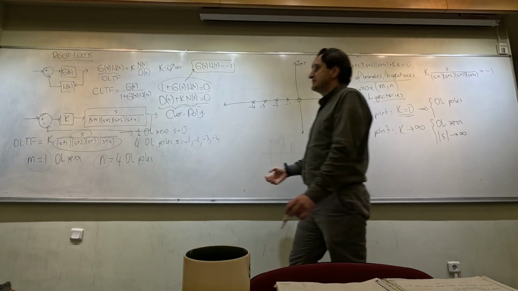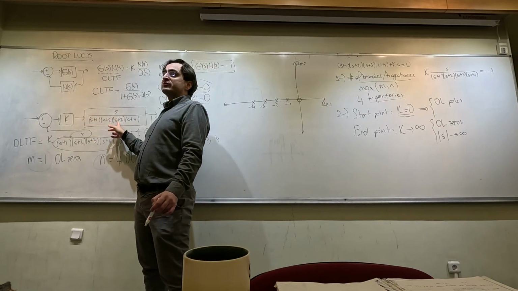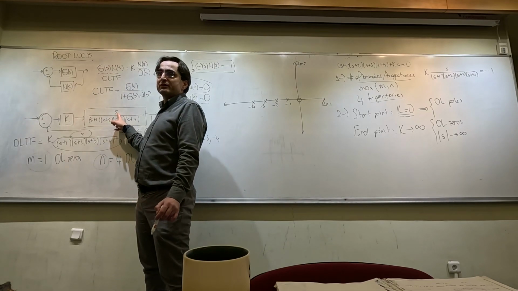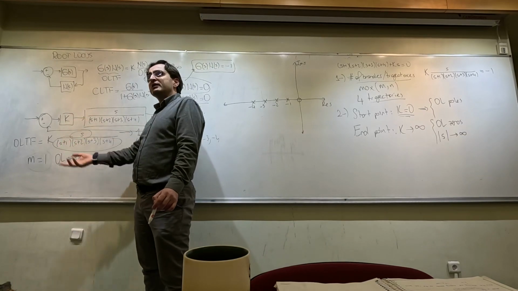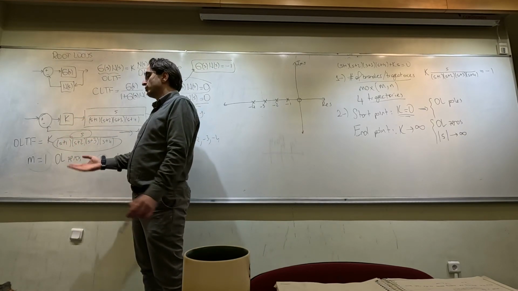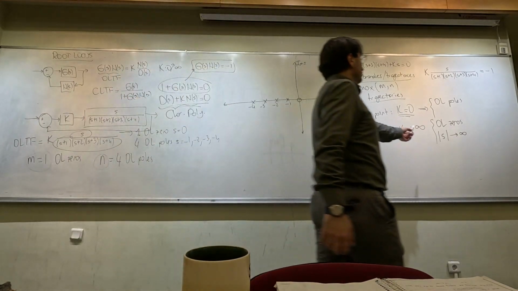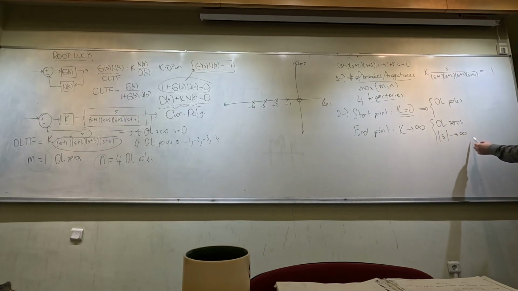This is going to mean that among these 4 trajectories, starting from these open loop poles, only one of them is going to go to this open loop zero. The other three, they are going to go to infinity. They are going to get larger and larger, and they are going to go to infinity. When some poles go to infinity, they go on to the asymptotes. Okay, so this is going to be related to the concept of an asymptote.